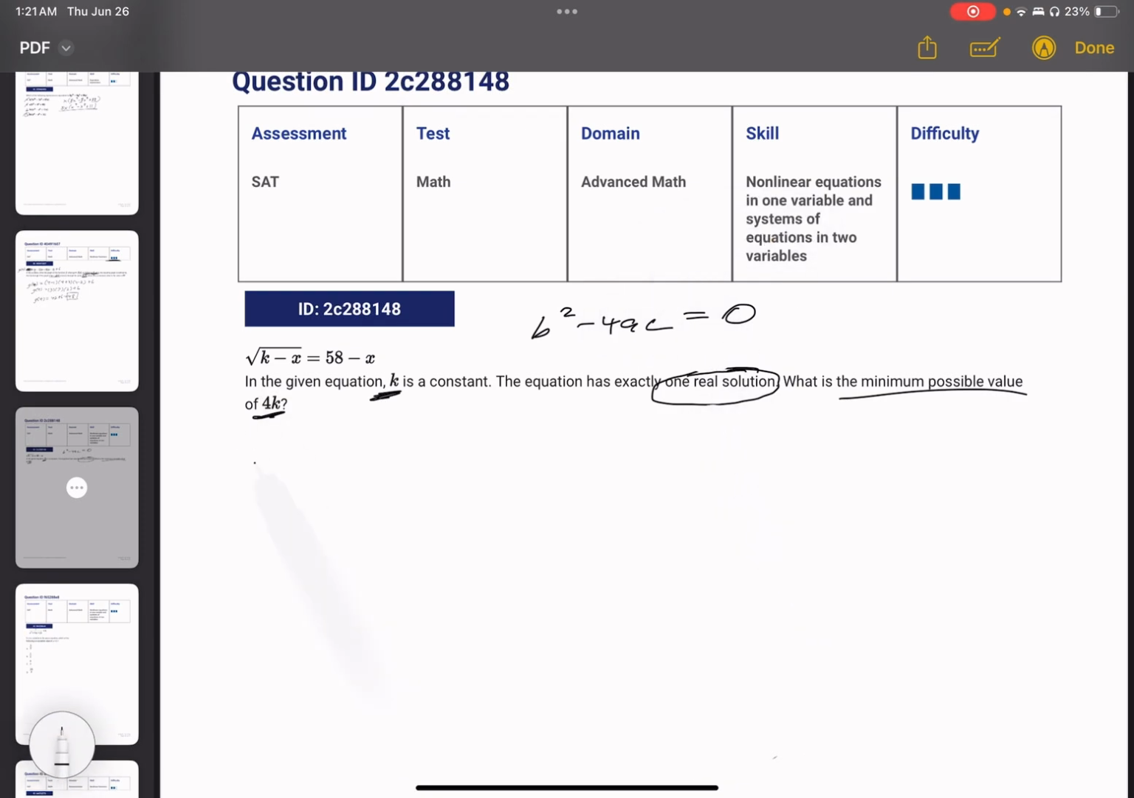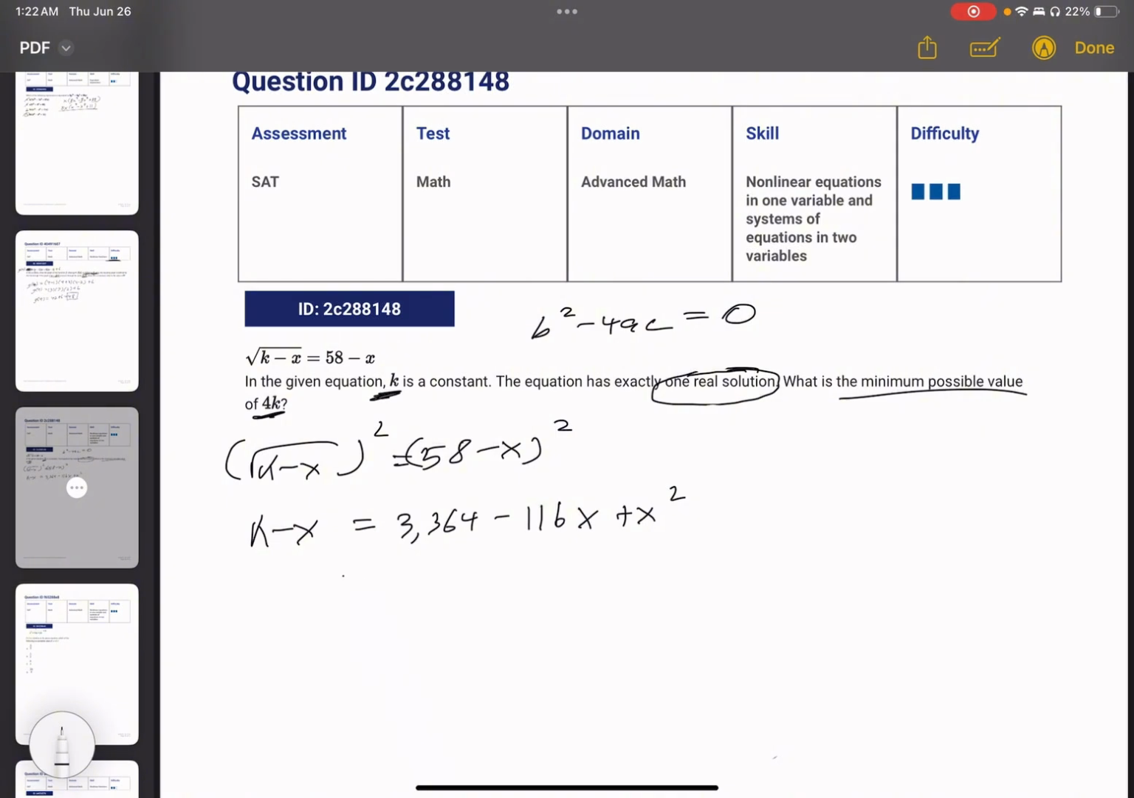Okay, so we have this equation up here, and we're going to distribute. So what we're going to do is to get rid of this square root, we're going to square it, and we have to do that to both sides. So we get k minus x is equal to, now we have to do 58 minus x squared, which is 3,364 minus, and then it's times 2, so 116x, and then plus x squared.